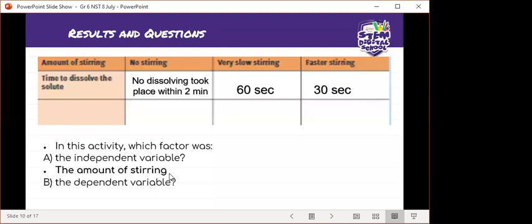Then I believe we have another question. What is the dependent variable in this particular activity? What is the dependent variable in this activity?